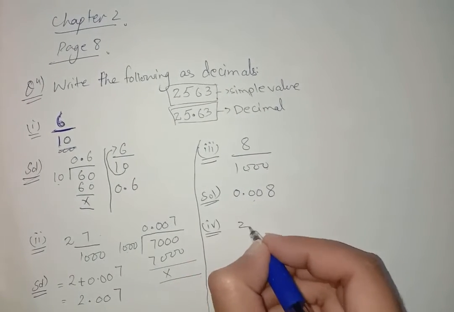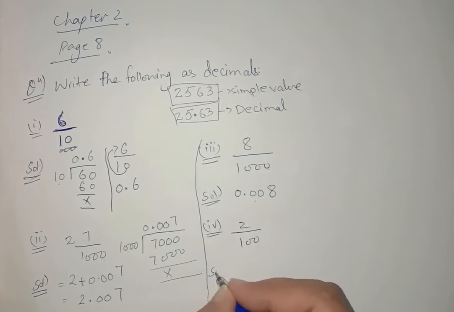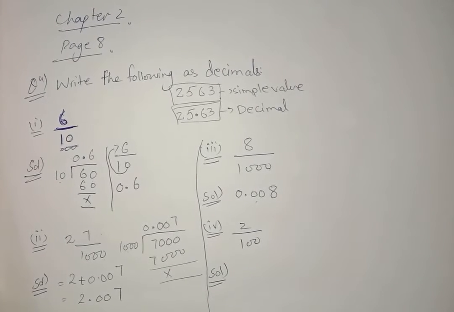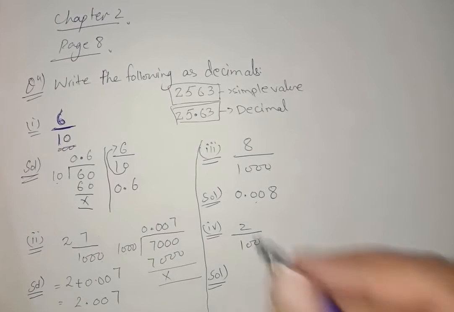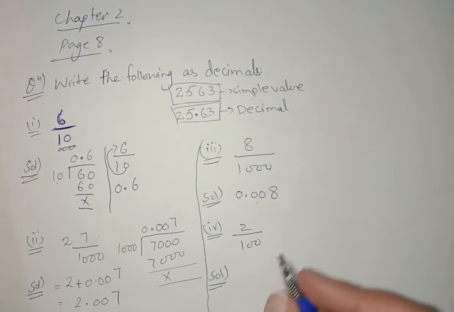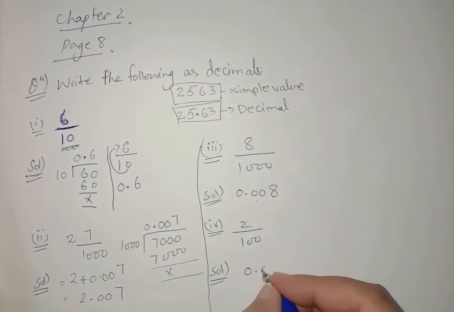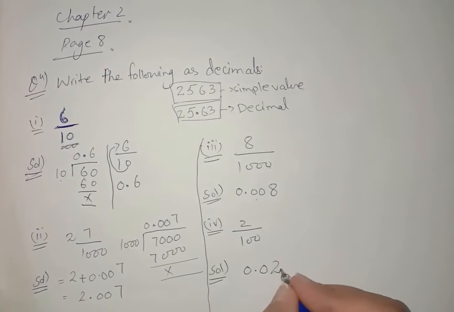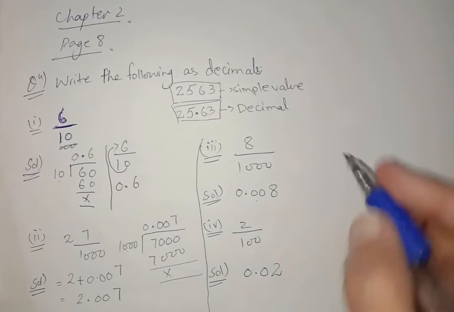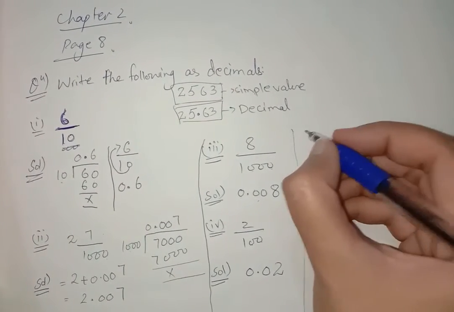The 4th is 2 by 100. It is important that you place a 0 before the point. Okay. There are 2 zeros. 1 0 lies before the point and 1 0 lies after the point, and we can place a 2. 5.